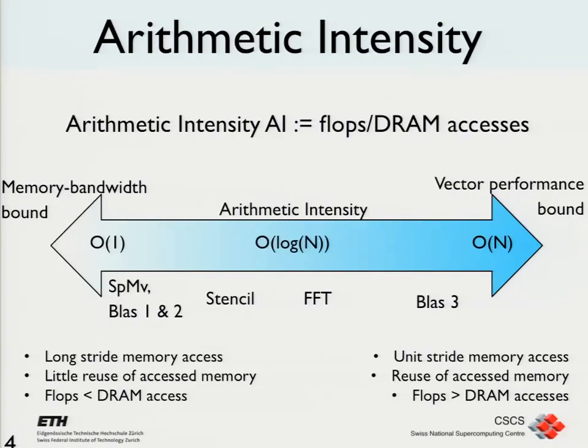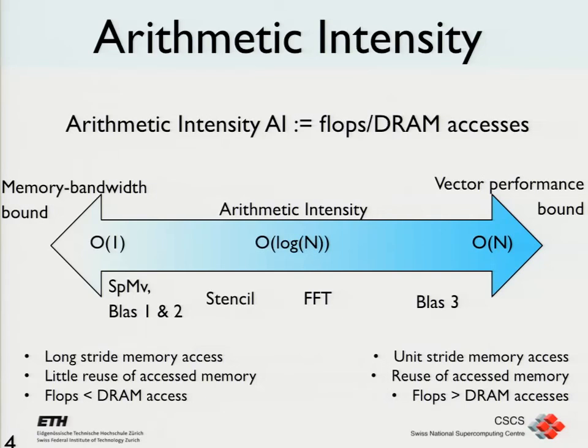So if you want to understand what is the maximum performance you will get using a certain code, you can define what we call the arithmetic intensity. It's the number of floating point operations divided by the DRAM accesses. This will give you a certain number. And according to this number, which is related to n, the size of your problem, you will get a very different arithmetic intensity.